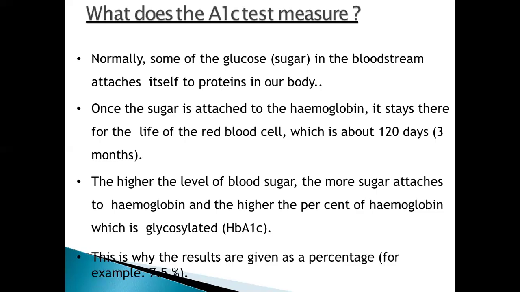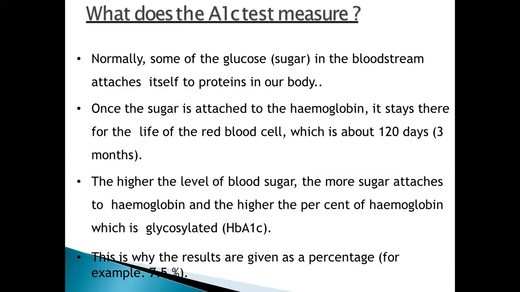So what does the HbA1c test measure? It is going to measure blood sugar in the bloodstream. Once the sugar is attached to the hemoglobin, it stays there for the life of the red blood cells, which is about 120 days, almost 3 to 4 months. The higher the level of blood sugar, the more sugar attaches to the hemoglobin.